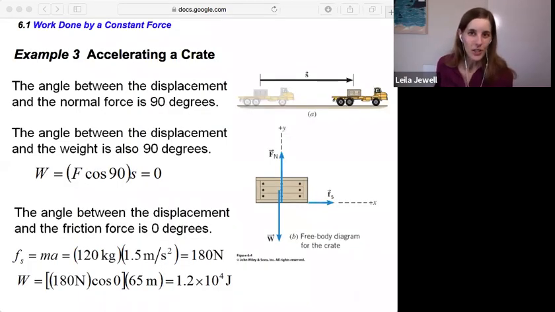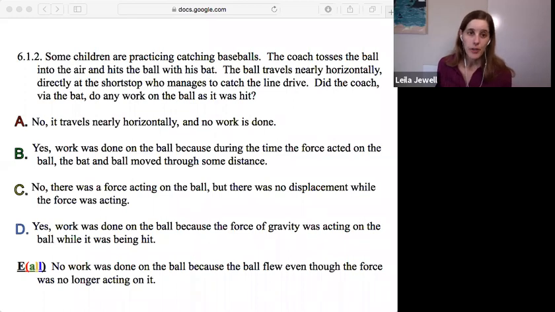So let's look at one last example, think, pair, share type question. It says some children are practicing catching baseballs. The coach tosses the ball into the air and hits the ball with his bat. The ball travels nearly horizontally directly at the shortstop, who manages to catch the line drive. Did the coach, via the bat, do any work on the ball as it was hit?